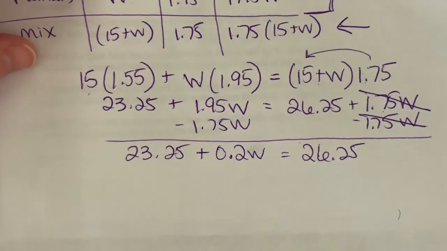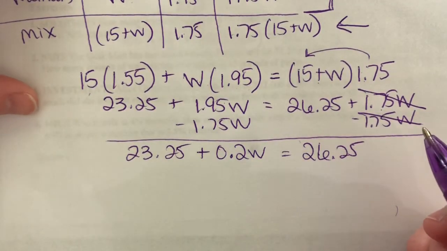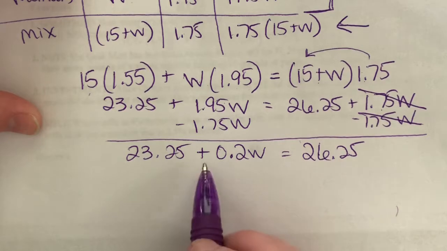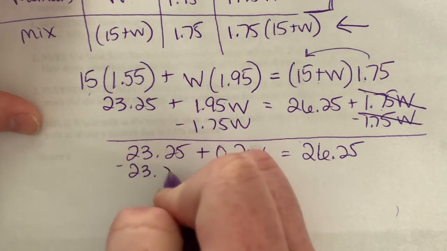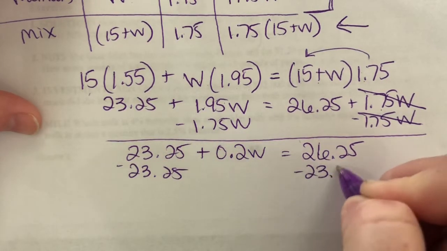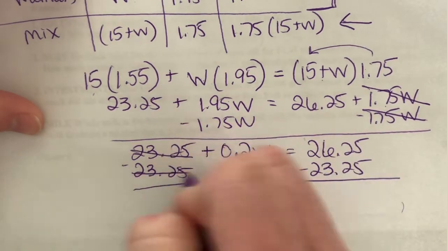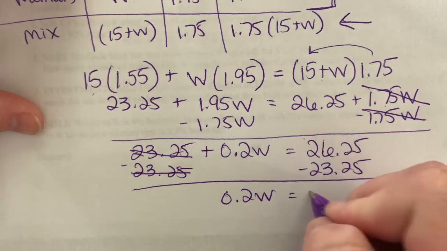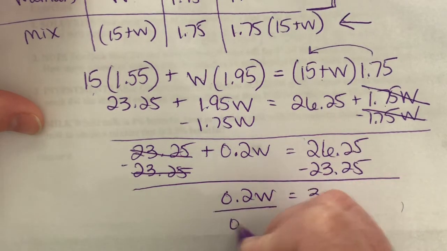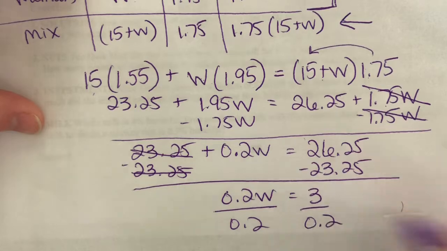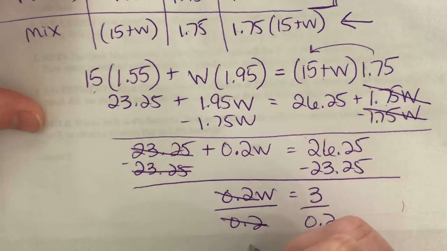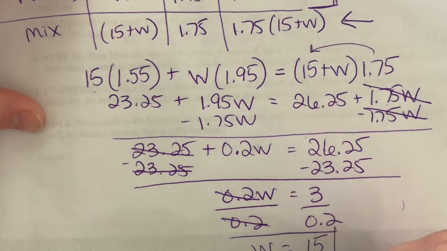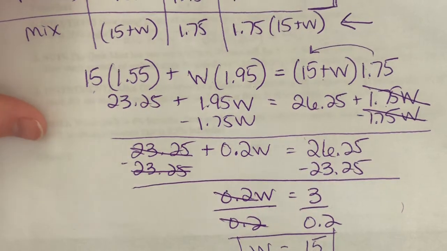And I'm trying to solve for W, which is the number of pounds of walnuts I need to buy, right? Okay, so here I need to get rid of 23.25, minus 23.25. 0.2 W equals 26 minus 23 is 3. And then I divide by 0.2. These go away. W equals 15. So I've got to buy 15 pounds of walnuts.